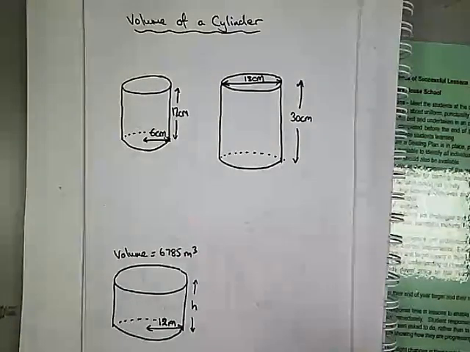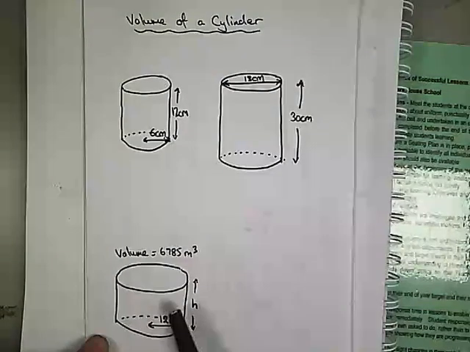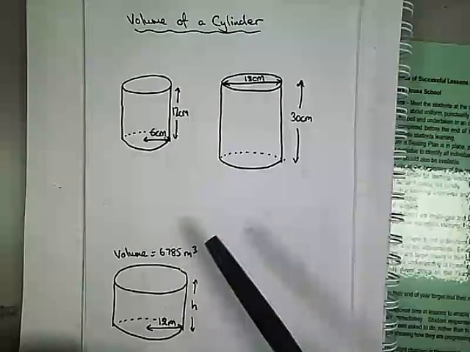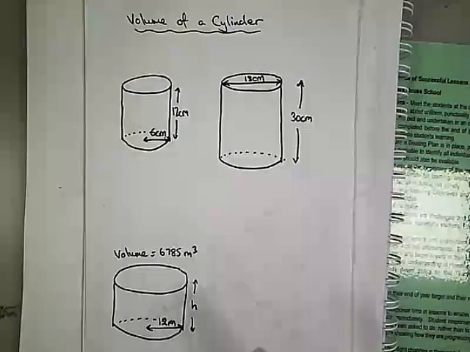Now it's really easy if you just remember to do the same steps every single time, okay? Now the third example that I'm going to do is a little bit different, okay? So I'm going to be working backwards. Having been given the volume, I'm going to try and work out one of the lengths. So let's just have a look at what we need to do.